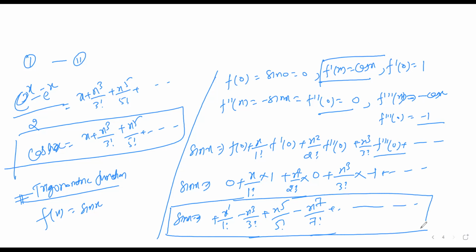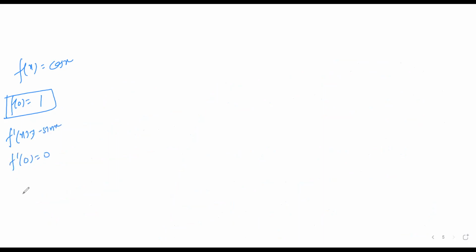Similarly, we can find out the series for cos x also. Let's check it here. If f of x is given as cos x, then f of 0 is 1, because cos 0 is 1. Now you differentiate it. So f dash of x will become minus sin x, and f dash of 0 is 0. Next, f double dash of x will be minus cos x. So f double dash of 0 will be minus 1.